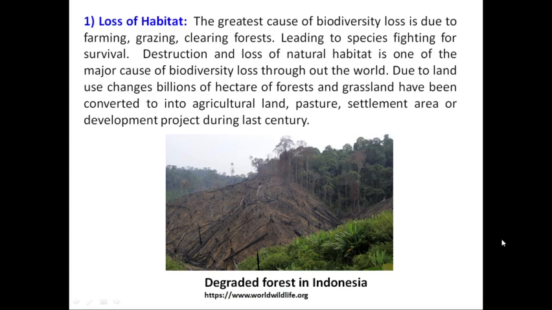Destruction and loss of the natural habitat is one of the major causes of biodiversity loss throughout the world. Due to land use changes, billions of hectares of forest and grassland have been converted into agricultural land, pastures, settlement areas, or developmental projects during the last century. So in this picture you can see the degraded forest in Indonesia, because of loss of this habitat. You can just imagine how many different varieties of plants and animals have been swept away from this area. So loss of habitat is one of the major reasons of biodiversity loss.